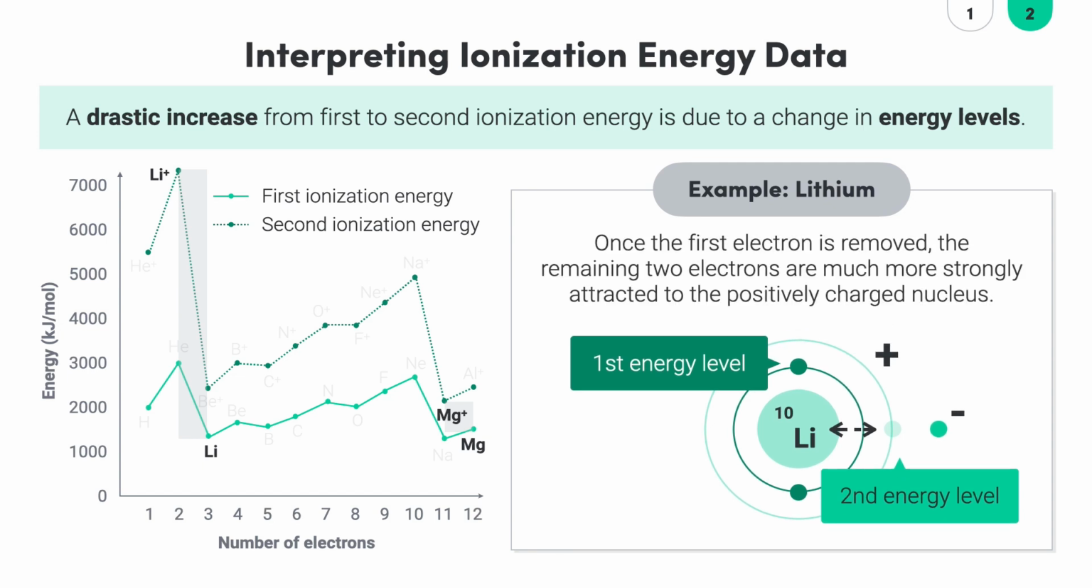However, once that electron is removed, the remaining two electrons are in the first energy level, much closer to the nucleus and much more strongly attracted to it. Therefore, removing one of these remaining electrons requires a lot more energy, resulting in a drastic increase in the second ionization energy. This is a common type of graph you'll come across in your chemistry studies. So now you know what it means and how to interpret the information.